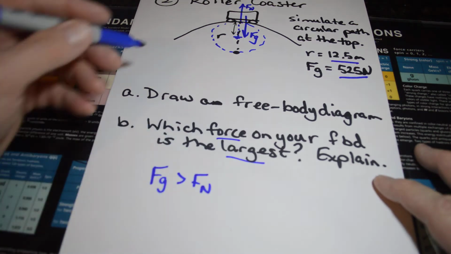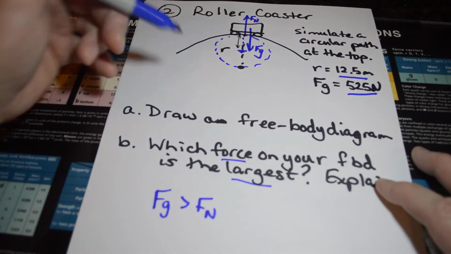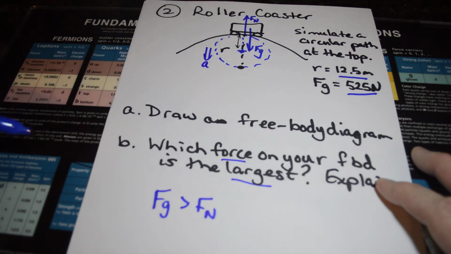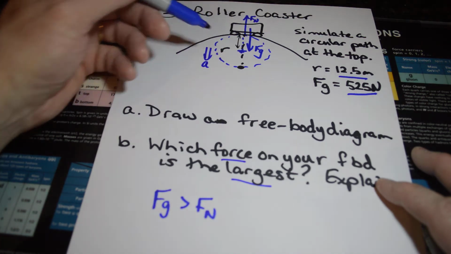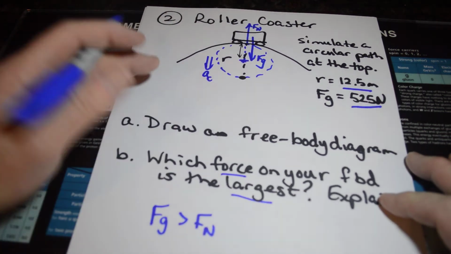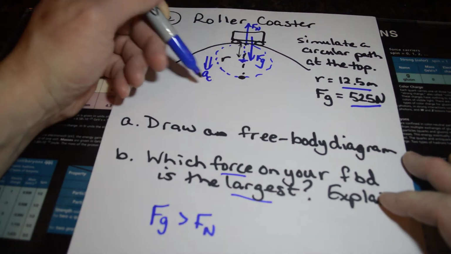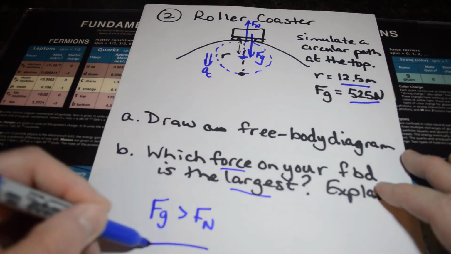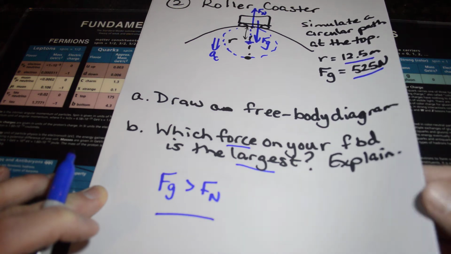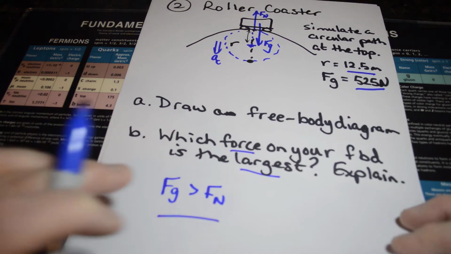I think the answer is the fact that you know that this object has to be accelerating downward toward the center of the circle, because that's what a centripetal force is. And if that's the case, then if you think of a tug of war, the team that has to win is in the direction of the acceleration. Therefore, the gravitational force has to be greater than the normal force. Hopefully that makes sense.